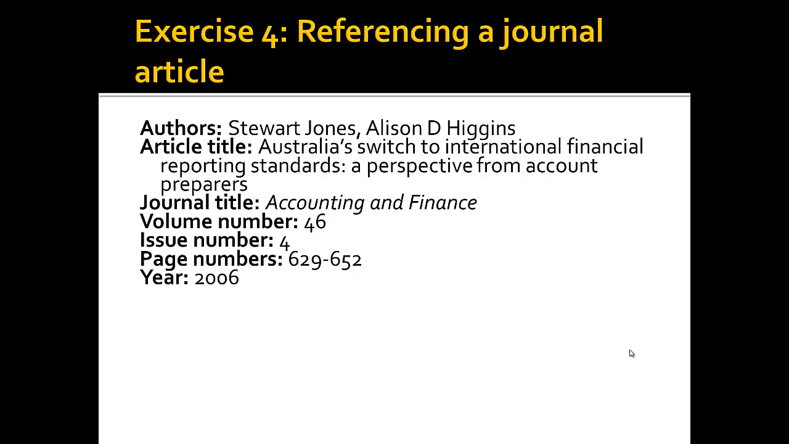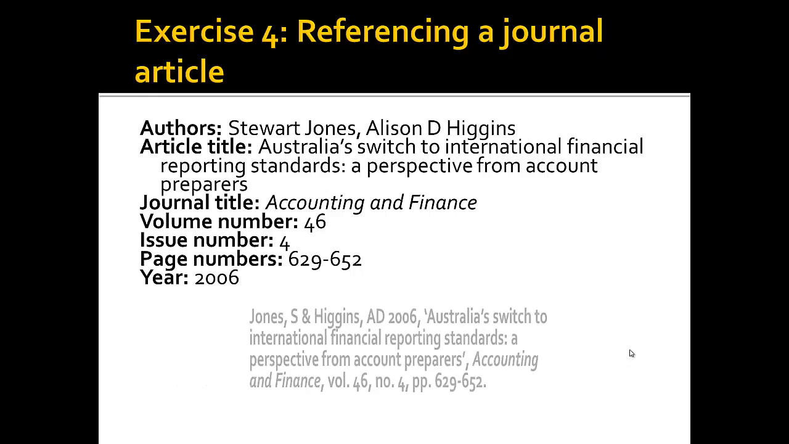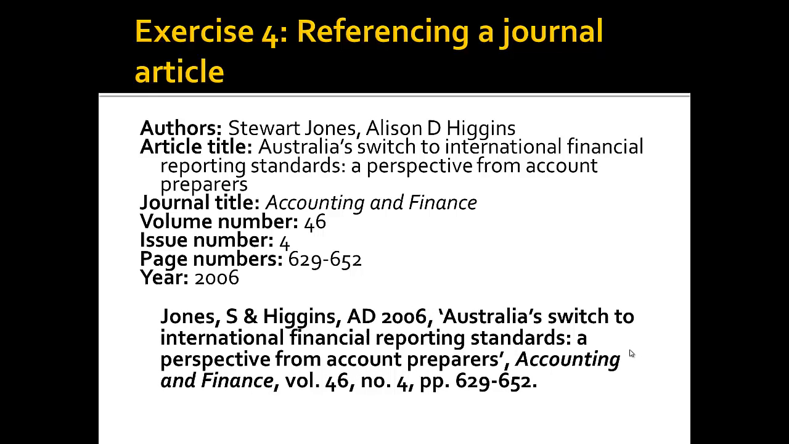Alright, so here's an example of one. So Stuart Jones, Alison D. Higgins, and then we put the article title there, a long article title. Australia switched to International Financial Reporting Standards, perspective from accounting preparers. Journal title, Accounting and Finance, volume number 46, issue number 4, page numbers 629 to 652, and the year of publication was 2006. So it would appear like this: Jones, S, and Higgins, AD.